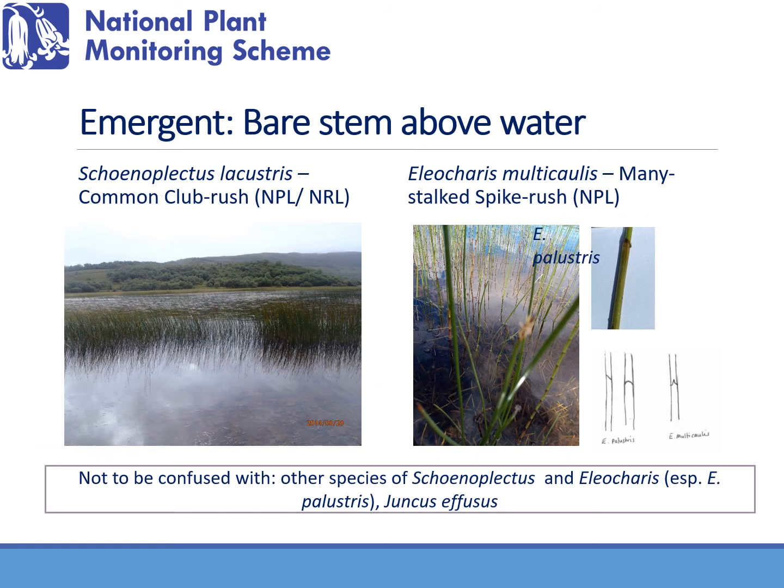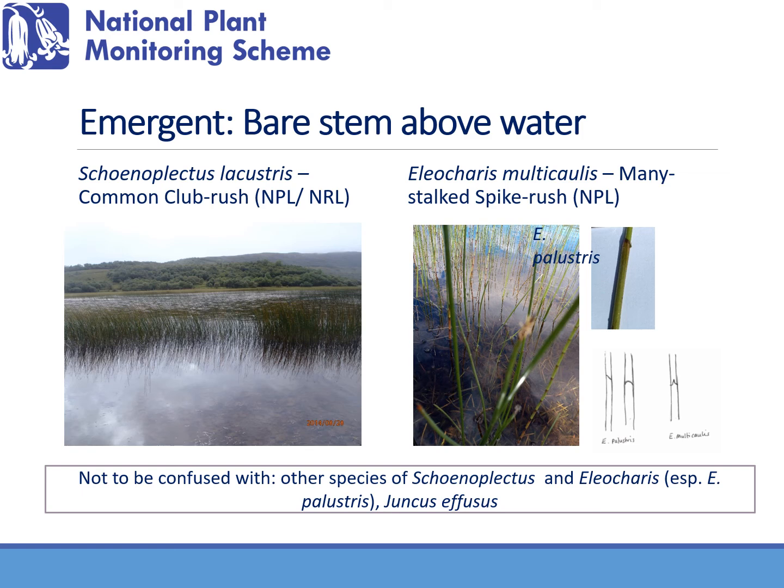Let's look in more detail now at some of the species that have bare green stems emerging above the water surface. On the left we have a picture of Schoenoplectus lacustris, or common clubrush. This is a species that has changed its name several times during my working lifetime, and you might see it called Scirpus lacustris in older books. It's a very robust, tall plant. It can grow up to 3 metres in height in up to about 1/2 metre water depth. So you might find that it's occurring offshore outside the extent of your survey area.